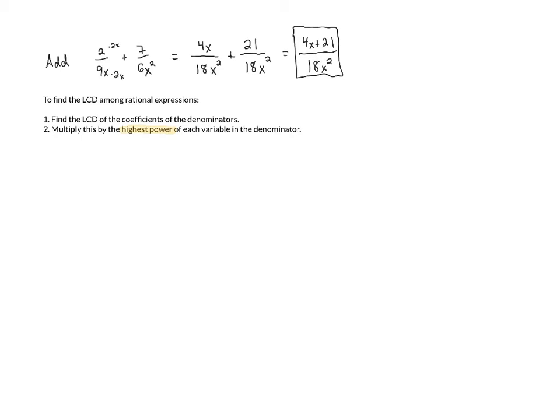So here we had an x and an x squared. The highest power was x squared, so we multiply 18 by x squared to get our LCD of 18x squared. All right? If there were multiple variables, like x's and y's, we would also include the highest power of y in our LCD. This is the only thing that's new compared to what we did in the previous video.